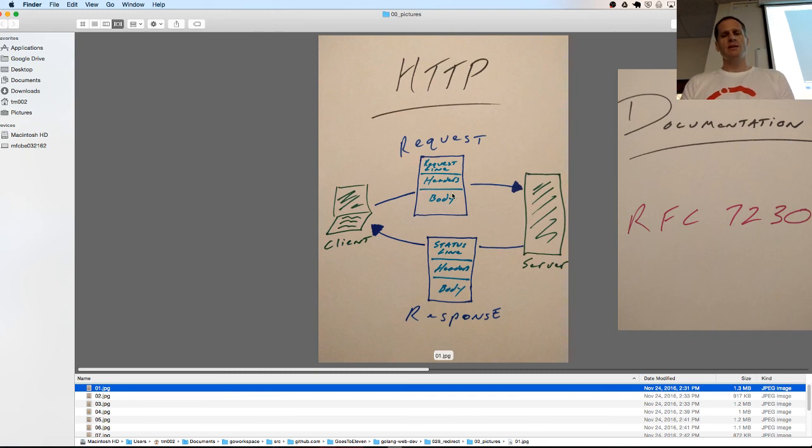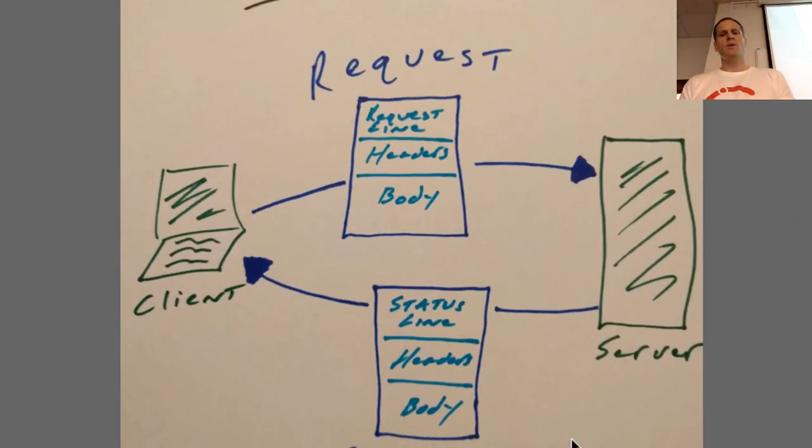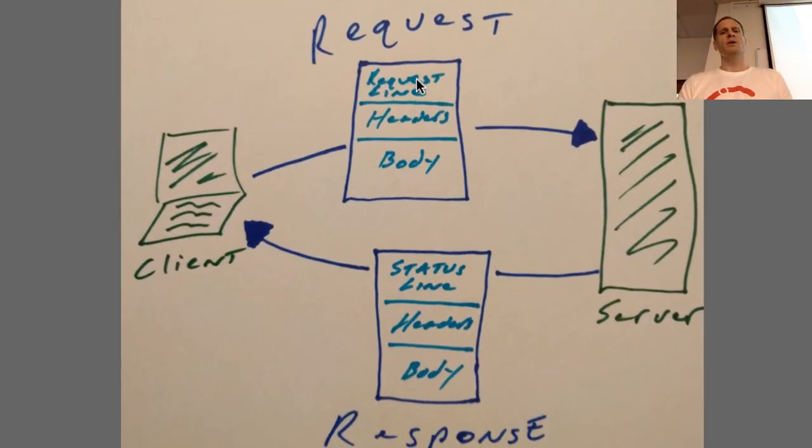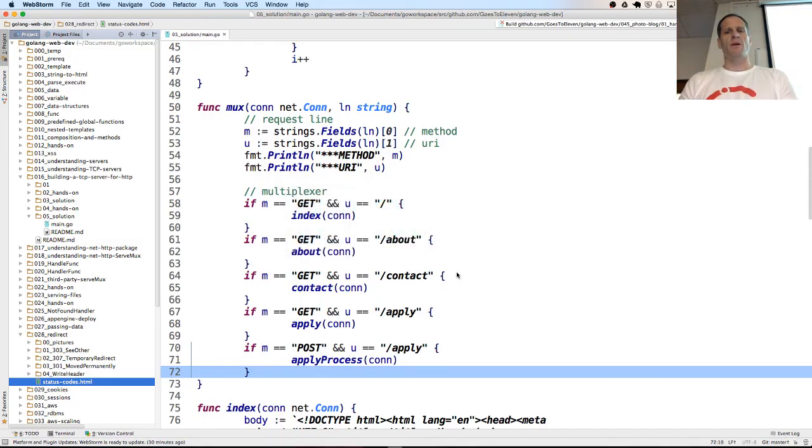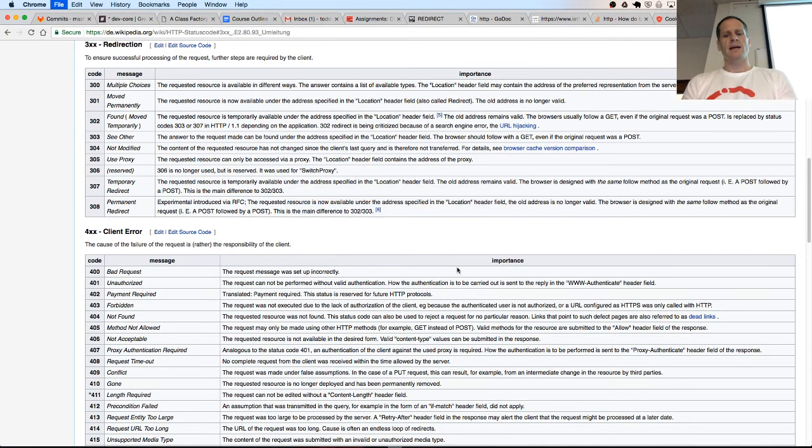Each request has components. The request will have a request line, it'll have headers, and it'll have a body, or the payload. And the response will have a status line, it'll have headers, and it'll have the body, or the payload. All right, and we've already seen some of those headers. We took a look at this before, and we saw how we could set some headers.